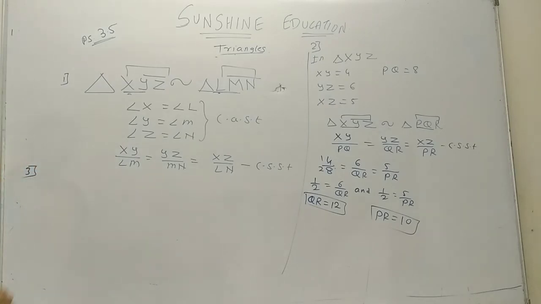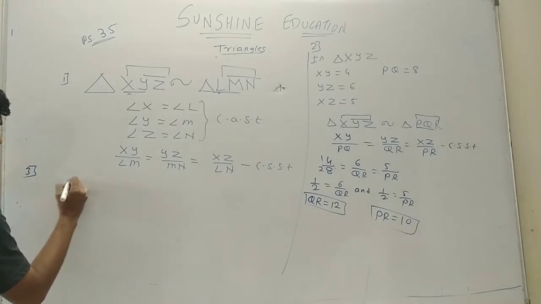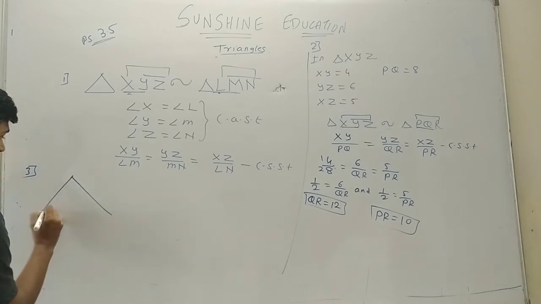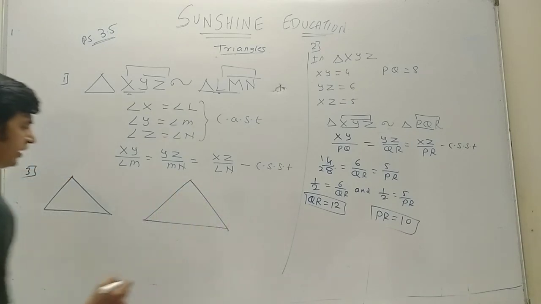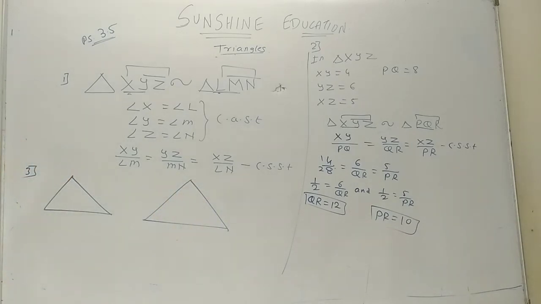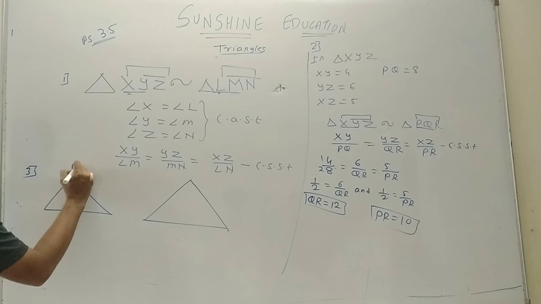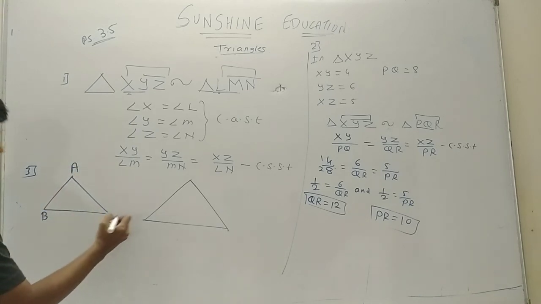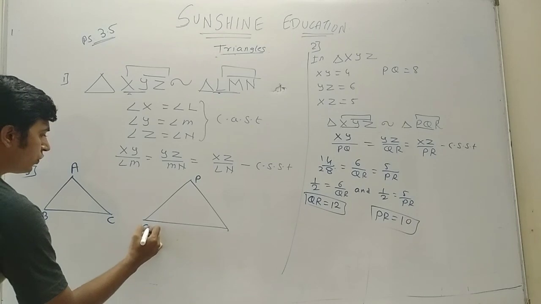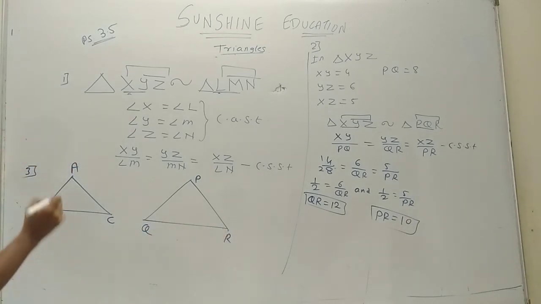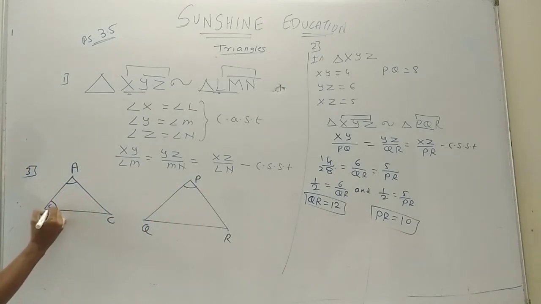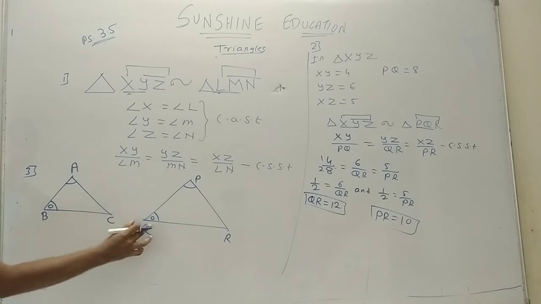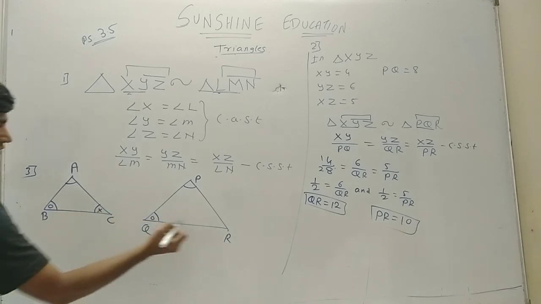So we will draw a triangle like this. See, this is a triangle and this is another. They look similar, isn't it? I'll name them as A, B, C and P, Q, R. So I'll say this angle is equal to this angle, same sign, same sign means same symbol, and this angle is equal to this angle.